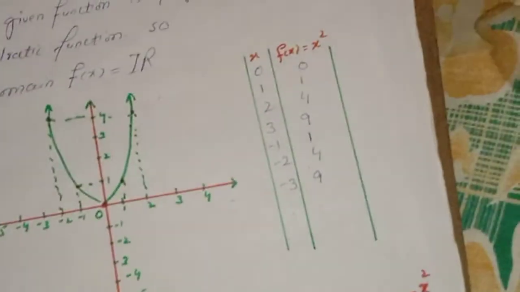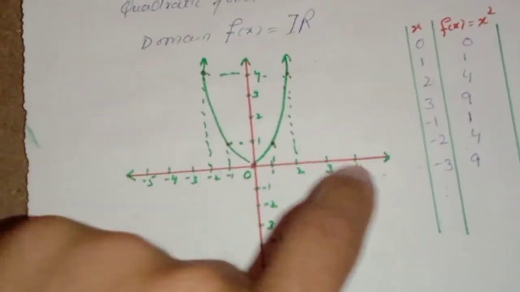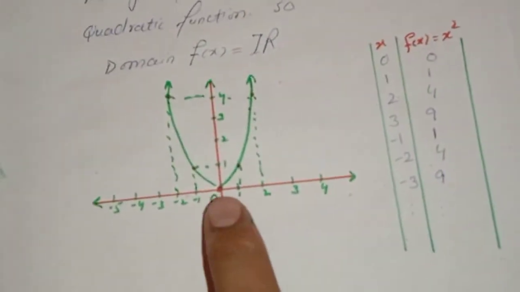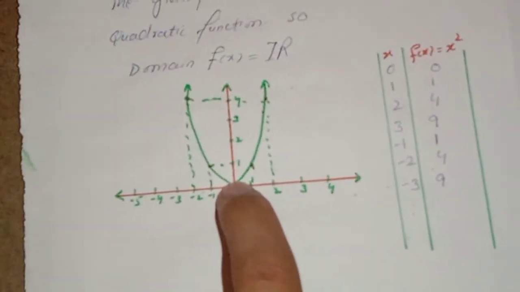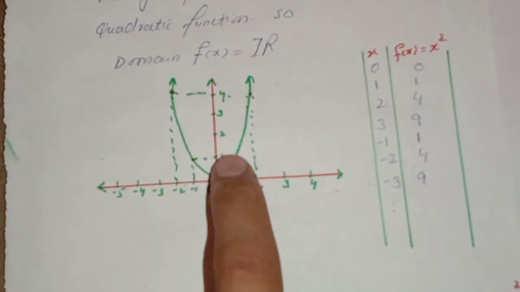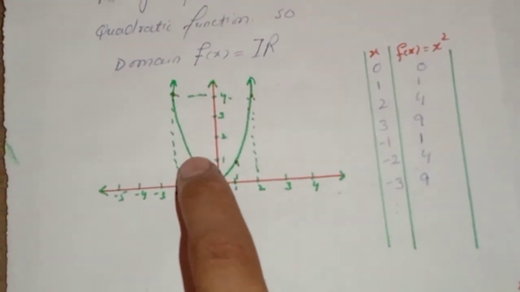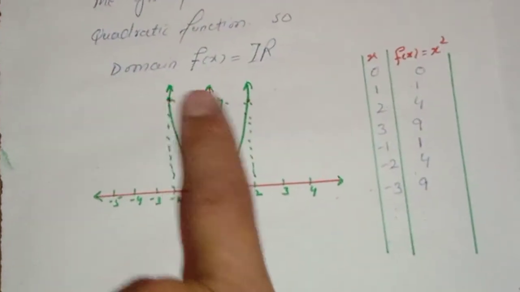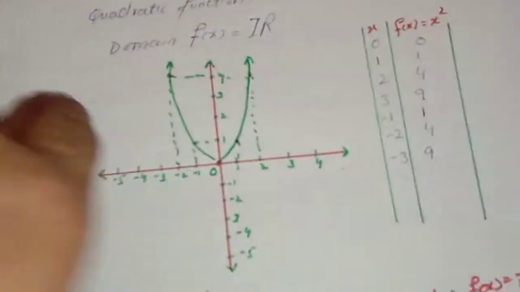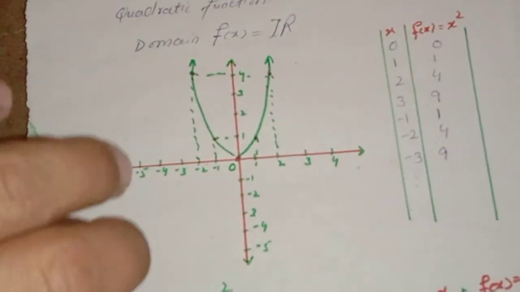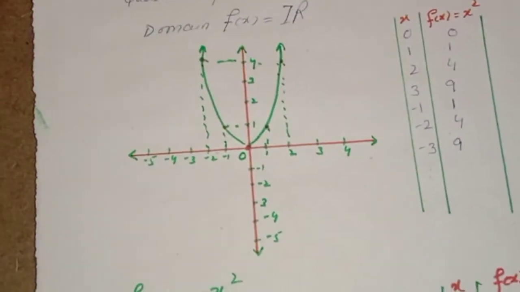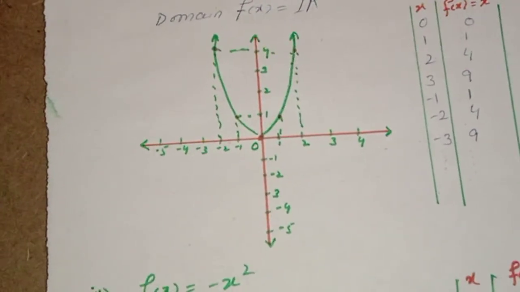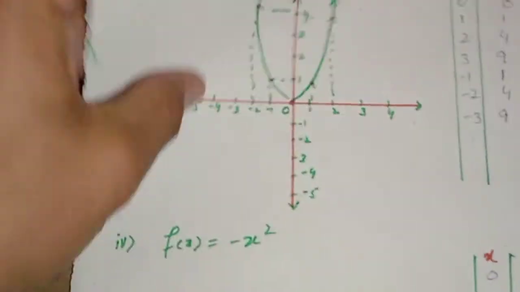So let's sketch on the xy plane. This is x axis, this is y axis, this is x dash, this is y dash. When we put 0, it gives us 0, so it will pass through the origin. When we put 1, it will give us 1. When we put -1, it will give us 1. When we put 2 or -2, it will give us 4. When we put 3, it will give us 9, and so on. So this is the graph of a quadratic function, and it represents a parabola. This is the graph of the function f(x) equal to x square.